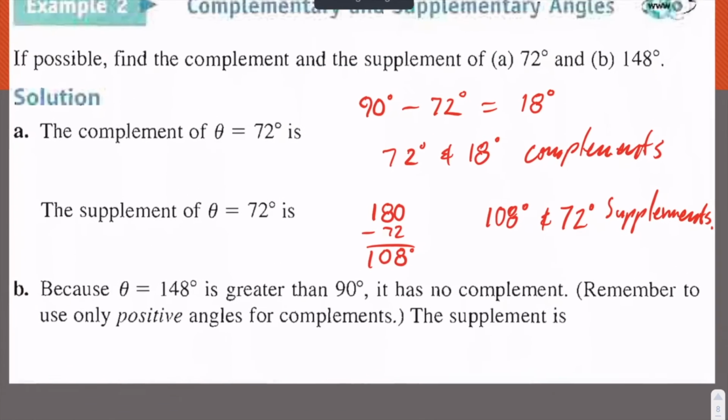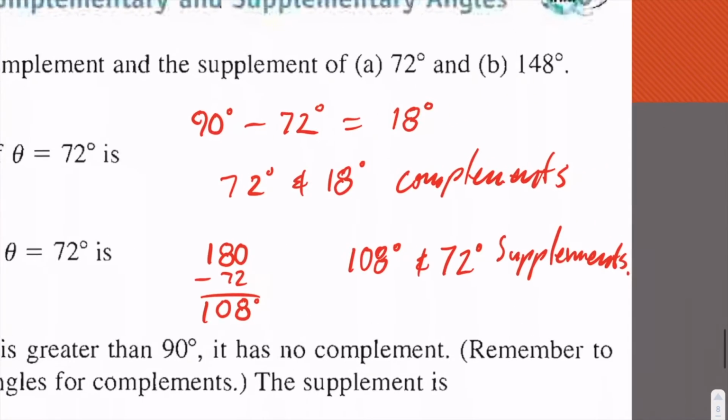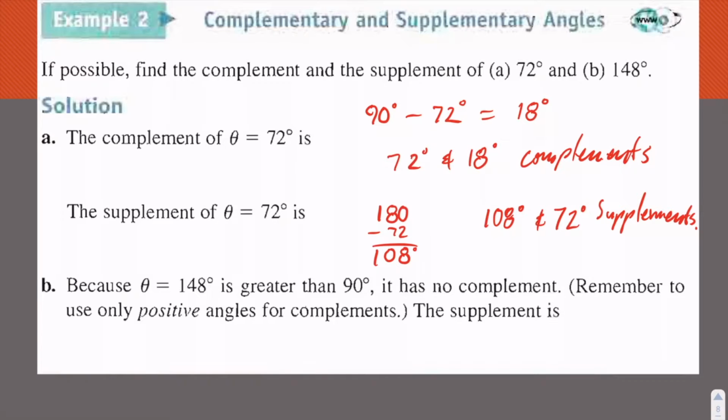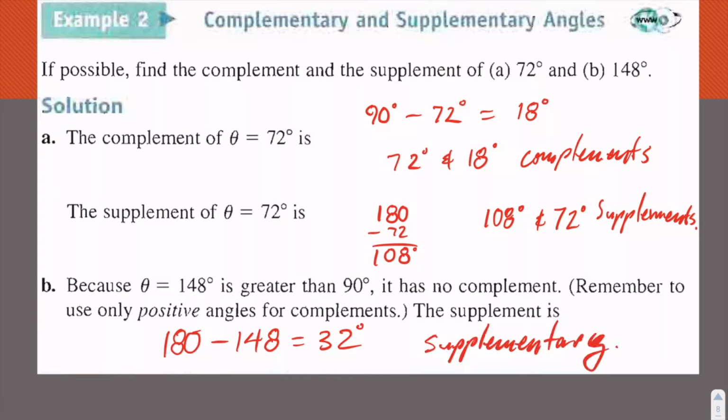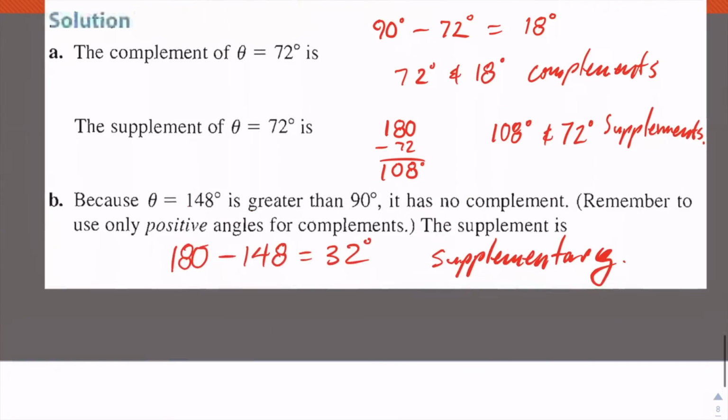Okay, so now they also talked about not 72, but also 148. Because 148 is greater than 90, there is no complement to 148. But the supplement would be found by taking 180 and subtracting 148, and I would get 32. So 32 degrees and 148 degrees, those are supplementary. Okay? So there that is for example 2.